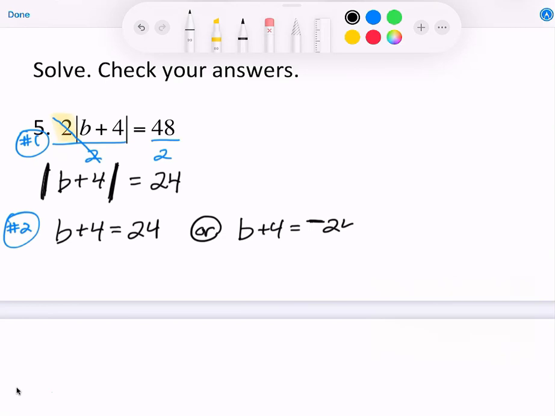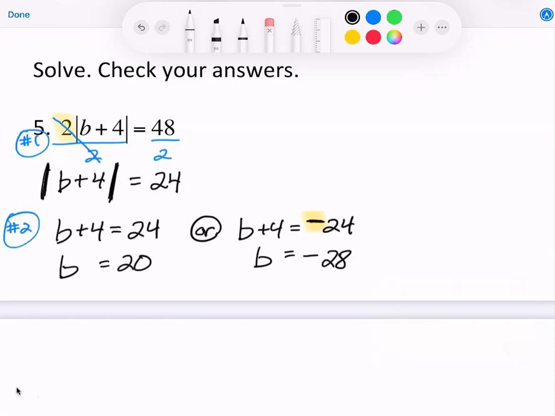The second equation, we're going to have b plus 4 equals negative 24. And I'm going to highlight that negative because that's really important there. The only difference between these 2 equations is the one on the left is positive 24, the one on the right is negative 24. And then we'll solve. Solving, we would have subtract 4 from both sides, so we get b equals 24 minus 4 is 20. And then the equation on the right, we'd have b equals subtract 4, so that would be negative 28.